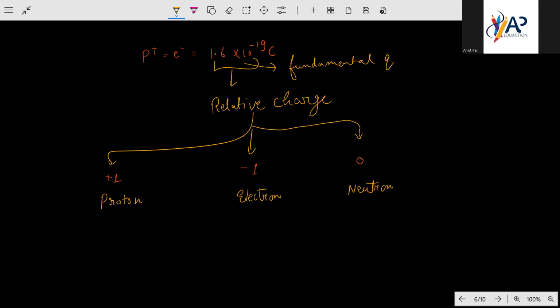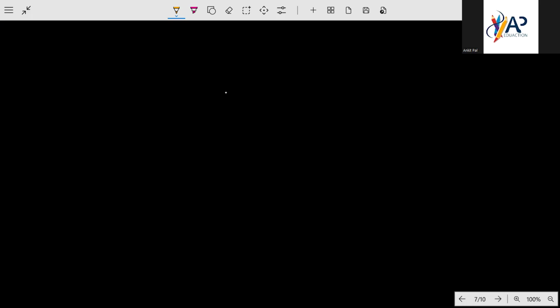Now we discuss what is an ion. Can you tell me what is an ion? An ion is a positively or negatively charged atom. Very good.